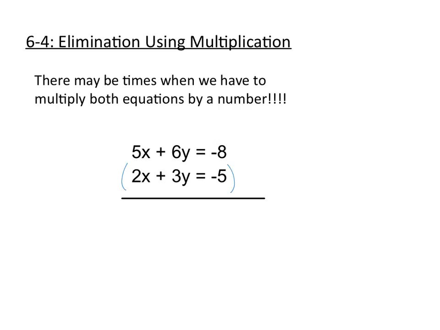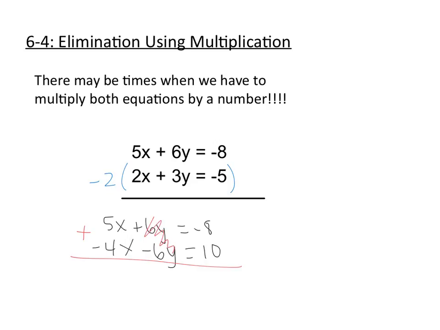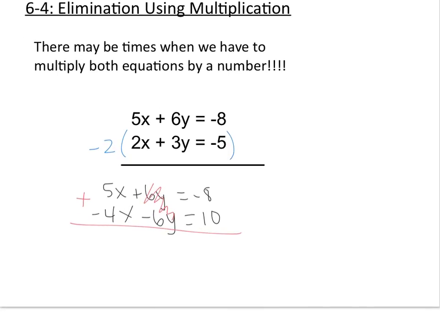So I'm going to multiply the second equation by -2, so I can line up my y variable. So now this first equation stays the same, but now the second equation changes to -4x - 6y = 10. Now I would add the two together so that the y's can cancel out. And then 5x plus -4x is x, equals -8 plus 10, which is 2.